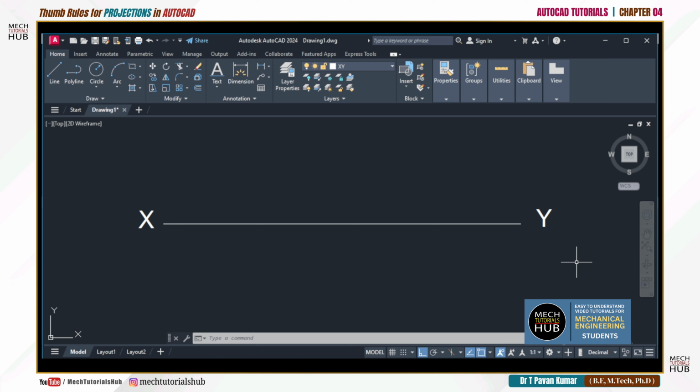When we discuss the four quadrant system, coming to the first quadrant with respect to an XY line, the front view is always above, the top view is below. With respect to the second quadrant system, both the views will come above. In the third quadrant system, top is above, front is below, and in the fourth quadrant system, both the views are below. So how this happens is a very big question mark.